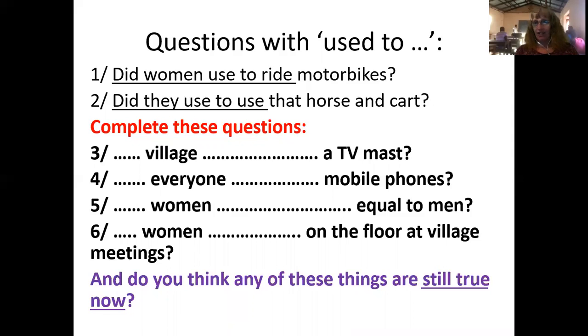Did the village used to have a TV mast? Did everyone used to have mobile phones or use mobile phones? Did the women used to be equal to the men? And did the women sit on the floor at village meetings? Do you think any of these things are still true now? Maybe many of them are. Let's check.